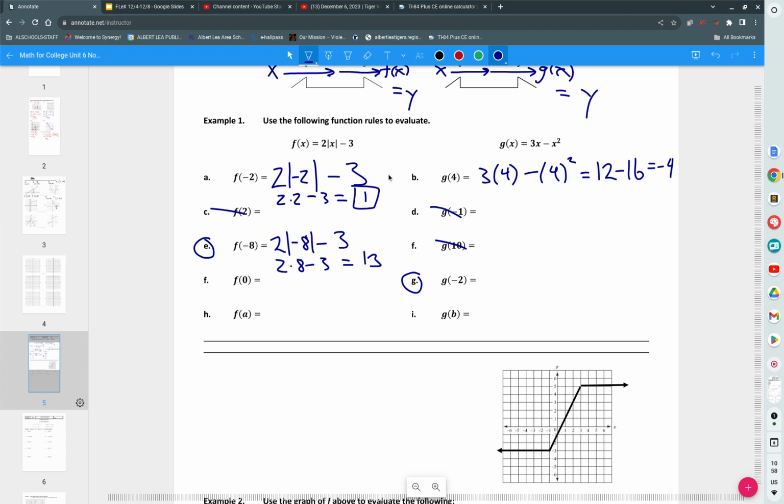The next one, we take 3 times negative 2 minus negative 2 squared. I'm more concerned that people will not get the problem right if you're plugging in negative numbers. Let's see how we evaluate that. We have 3 times negative 2 is negative 6. Then it's minus negative 2 times negative 2, which is positive 4. So this becomes negative 6 minus 4, which is negative 10. Negative 10 is the result.